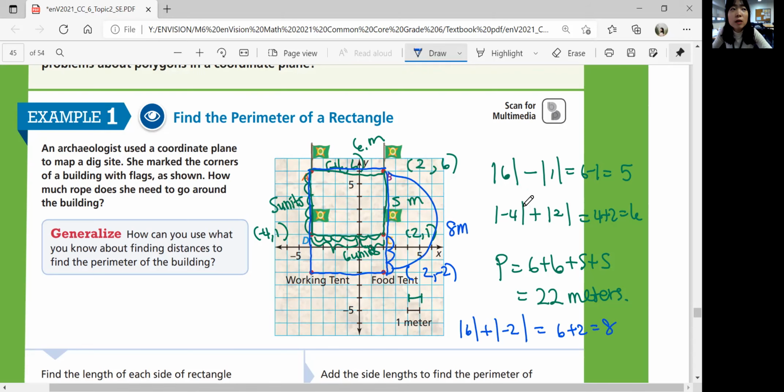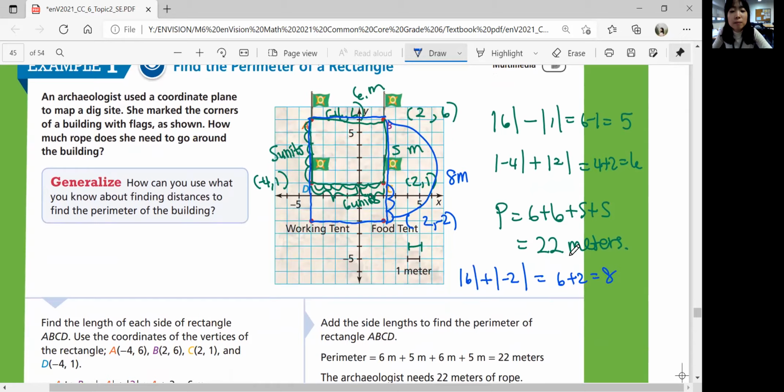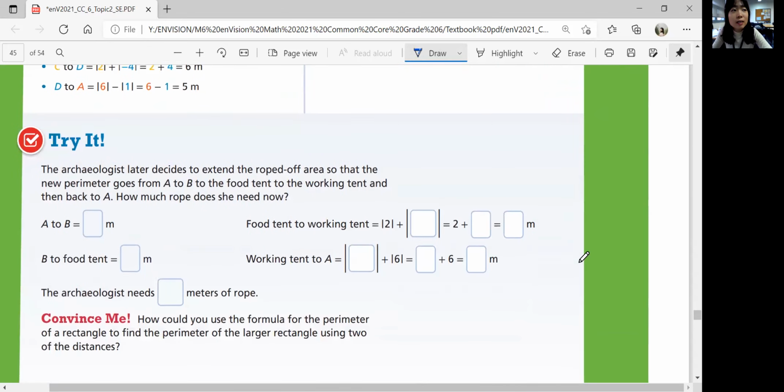So what's your new perimeter? 8 plus 6 plus 8 plus 6, right? Total 28. So let's fill in some blanks. Food tent to working tent: absolute value of 2 plus absolute value of -4, 2 plus 4, 6 meters. Working tent to A: absolute value of -2 plus absolute value of 6 is equal to 2 plus 6 equals 8 meters. So A to B is 6 meters. We already knew that. B to food tent, different points, that's still going to be the same, right? 8 meters, vertical distance, 8 meters. So the archaeologist needs a total perimeter of 28 meters to rope.